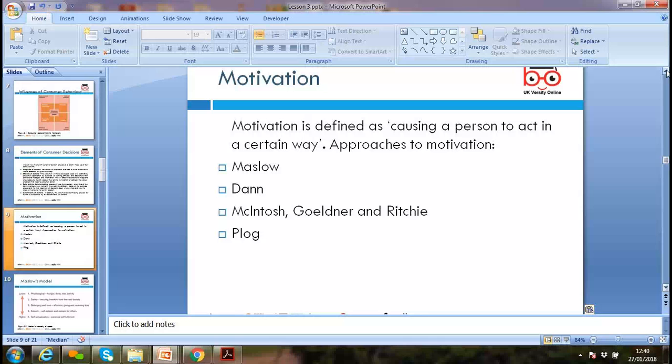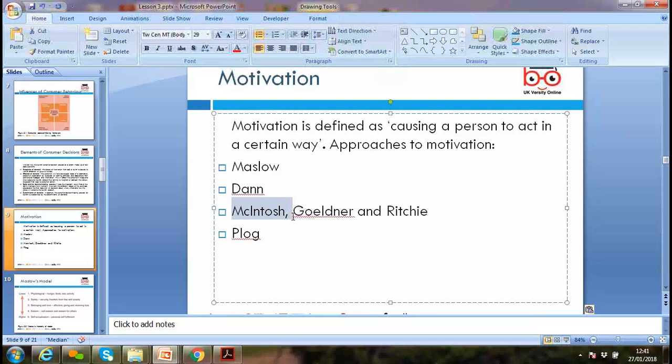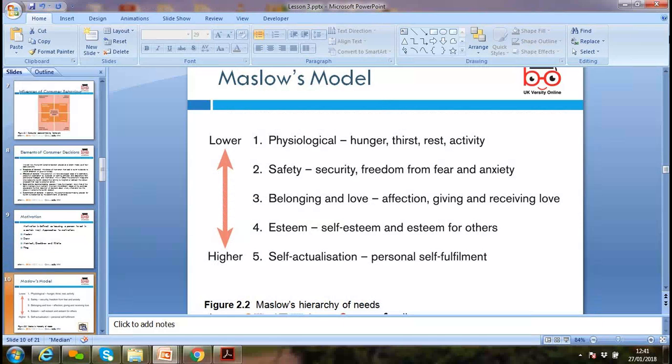So next, we're looking at the motivational theories, because consumer buying behavior is changed by the different needs they have. Motivation we can define as what drives a person to act in a certain way. When a person is acting in a certain way, we call this person motivated. Approaches to motivation: Maslow, the Dann model, and the McIntosh model, and we'll go through these models. Maslow is one of the most popular, used in academia, in education, as well as in consumer behavior and the hospitality industry.